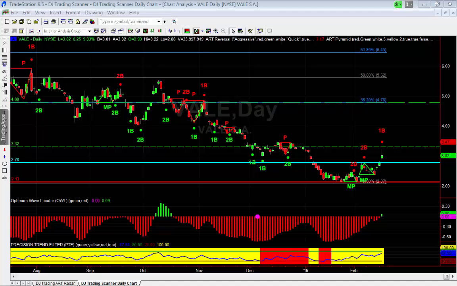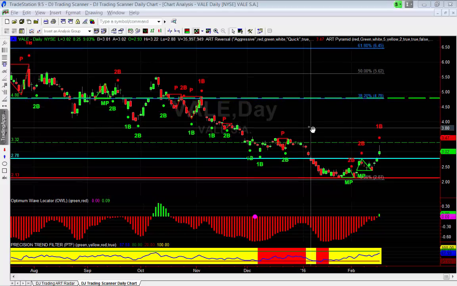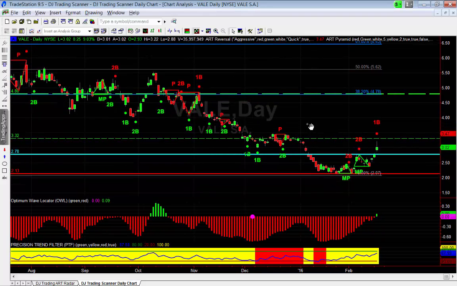So for any trade I'm going to take, I always like to mark it on my chart, but you can certainly just make notes on a piece of paper or whatever. I just like to put it on my chart so it's really visual in front of me. So here's a trade that I've actually taken. This is VALE. This is a mining company.